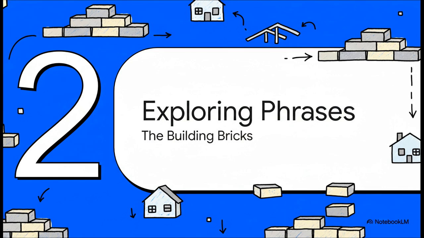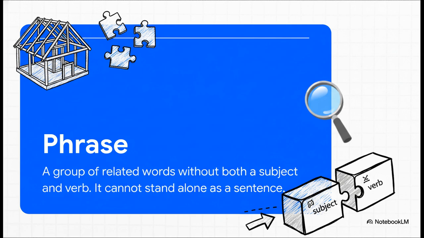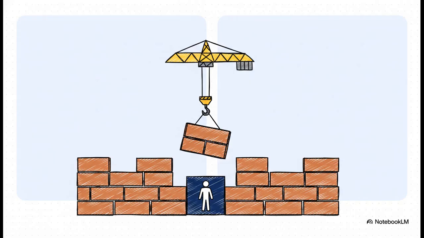In grammar, we call these phrases. And you gotta get this, they are the super versatile fundamental units we're going to build everything else on top of. Okay, so what is a phrase really? Well, it's just a group of words that hang out together. But, and this is the important part, it's missing a key combo: a subject and a verb. That means it can't stand on its own as a full sentence. It's like a single Lego brick. It's useful, but it needs to connect to something else to be part of a bigger structure.